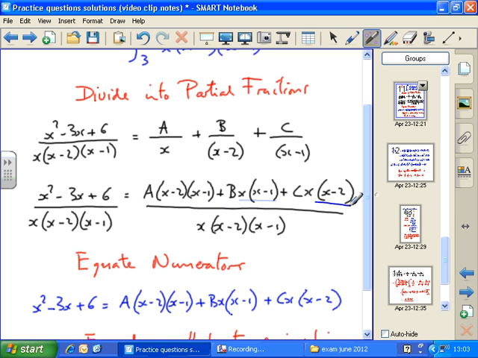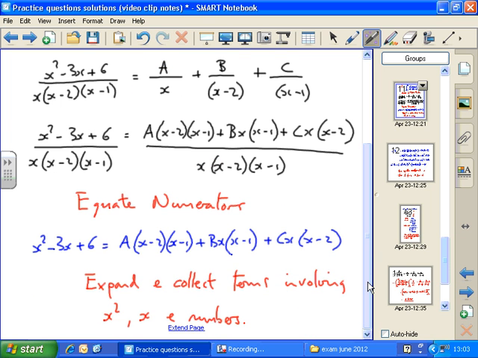So now I can equate numerators, and I can say that the numerator on the left-hand side equals the numerator on the right-hand side here. Now I can expand, collect like terms involving x squared, x, and the numbers together, and then I can equate coefficients. So see if you can carry on from here. Solution follows.